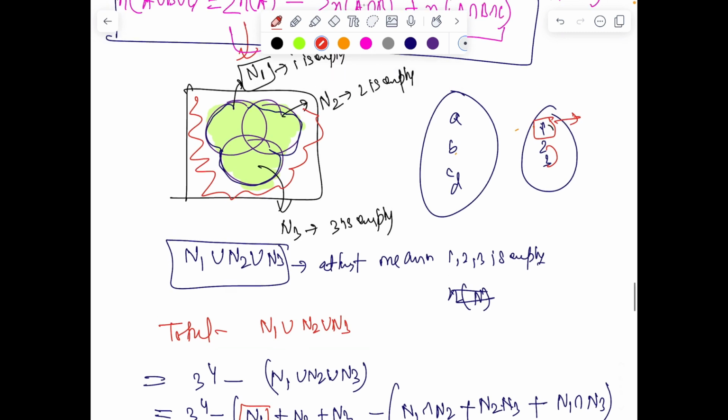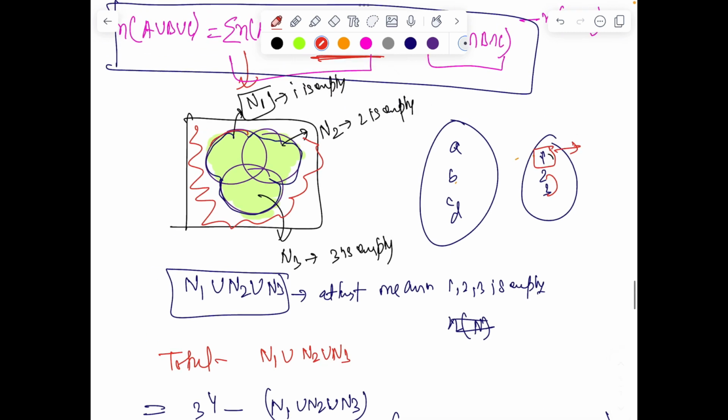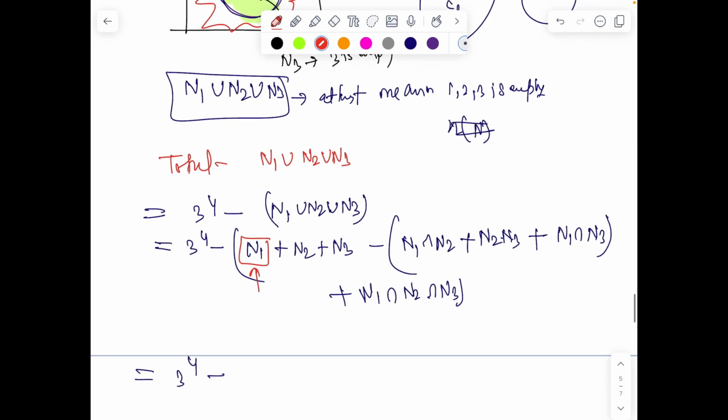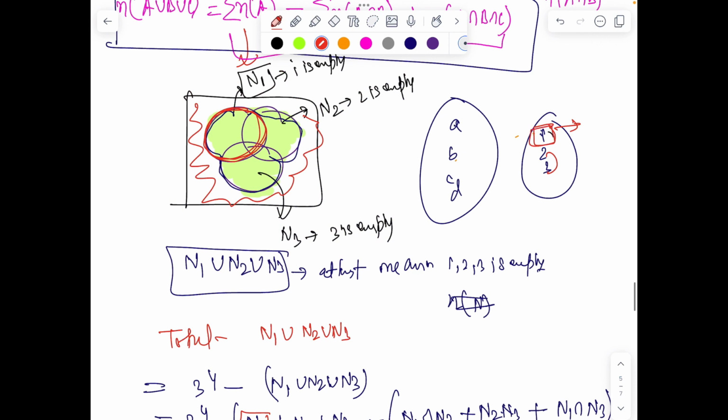We can just leave 1. What about others, 2 and 3? We don't care, and that's the beauty of this principle. When I tell 1 is empty, I'm just considering 1. I don't care about 2 and 3, whether they are empty or not, there is no consideration here because that is automatically adjusted in the further terms.